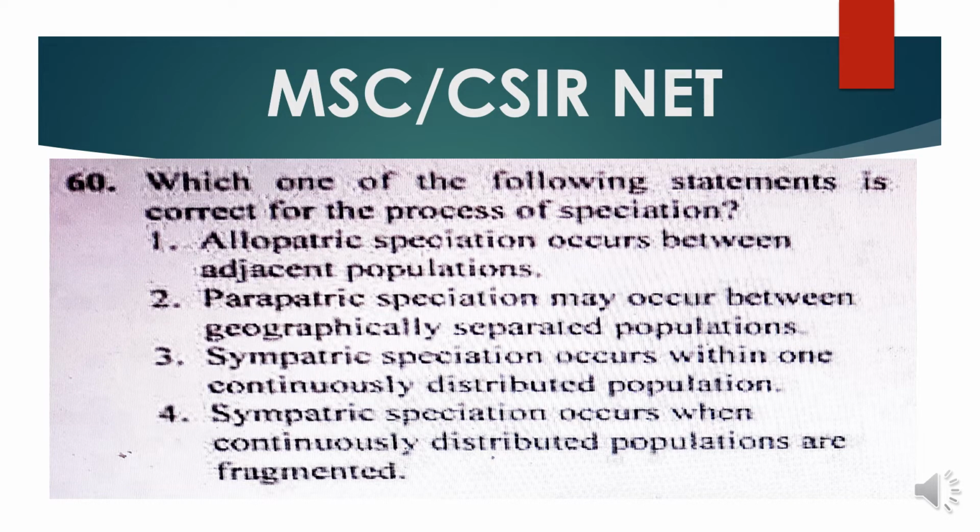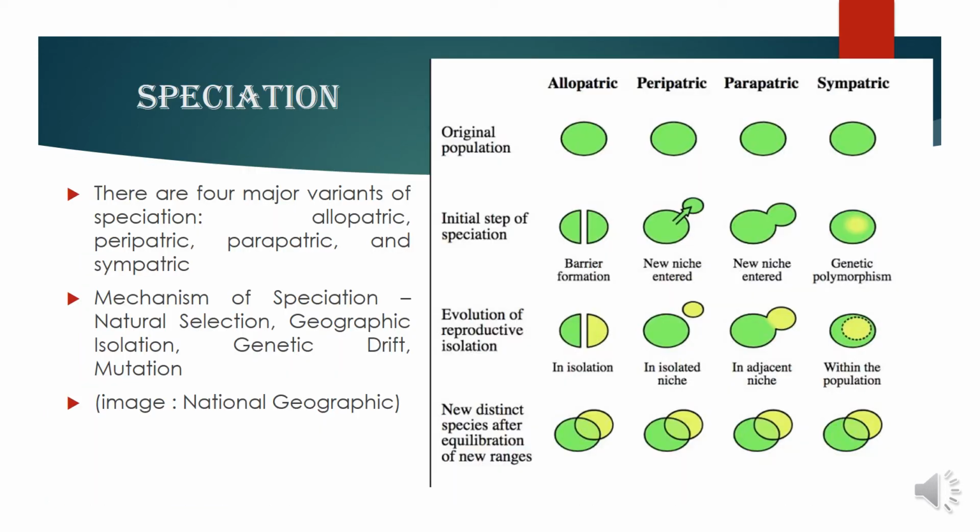So this is the NET question that I was talking about, and here we have 4 options. We are going to mark the correct answer. So here we get allopatric speciation, parapatric speciation, sympatric speciation. In order to answer this question, we have to know what these types of speciation are, the 4 types of speciation. So in the next slide I am going to discuss the types of speciation and then come back to this question.